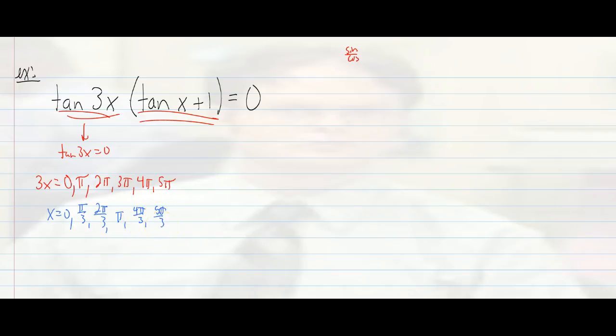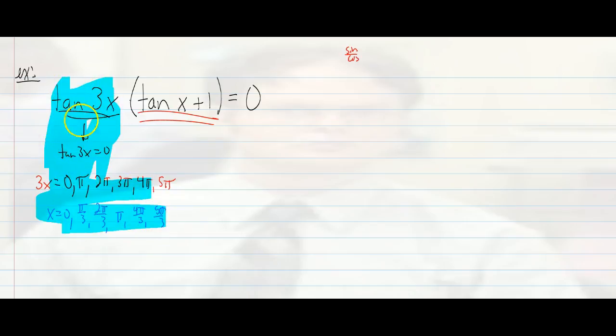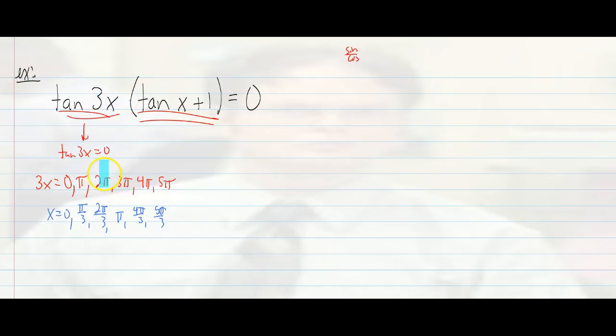So these are all answers that work, because if it makes this first part equal to 0, 0 times whatever the second part is, is 0. So we have these solutions so far. Now for the other part.